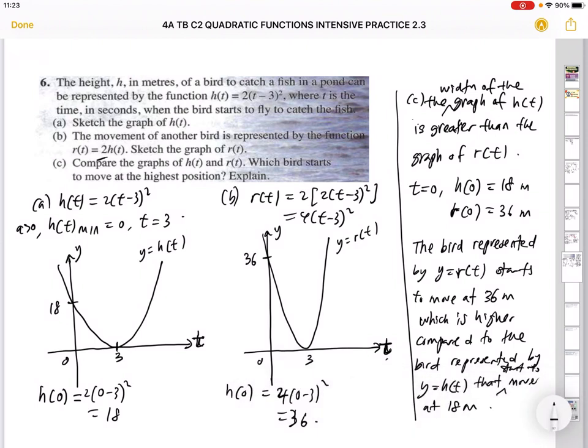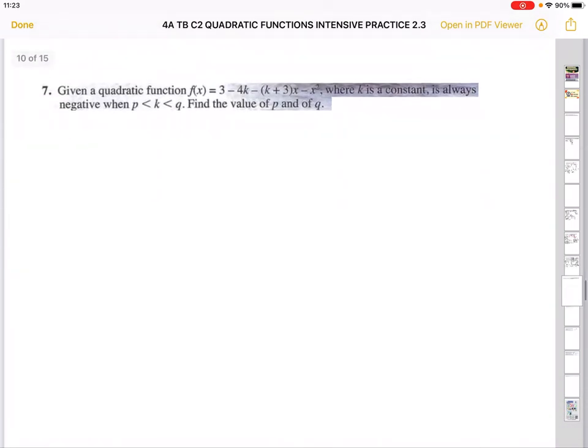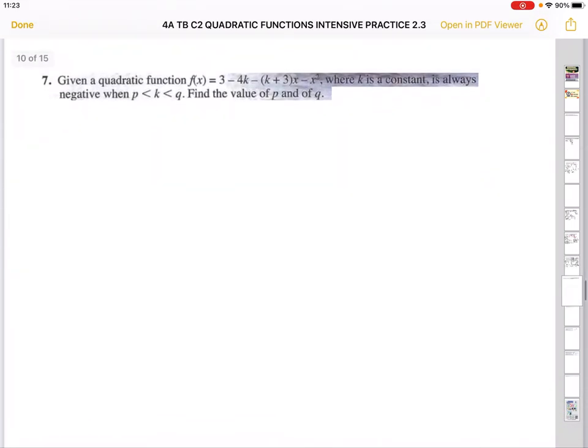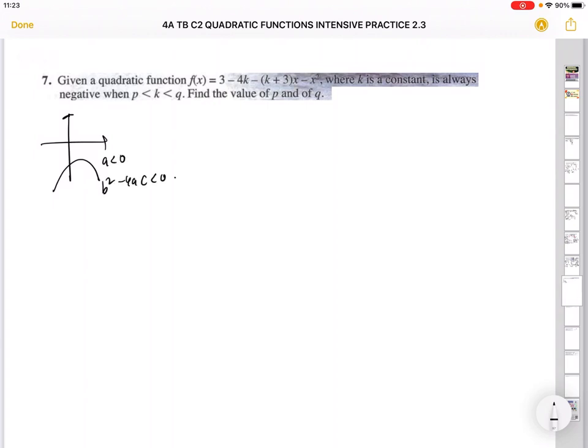Okay, so let's move on to number 7. Yeah, we still got a couple more. Given a quadratic function that is always negative, the graph is always negative when your b squared minus 4ac is less than 0. Again, I hope you know this. Your a must be less than 0. Your b squared minus 4ac is less than 0 because it has no real root. But perhaps I should rearrange this first so that you can see what's your a, b, and c. Yeah, my a is -1. This is my a. This is my b. This is my c. So my b squared minus 4ac is less than 0.